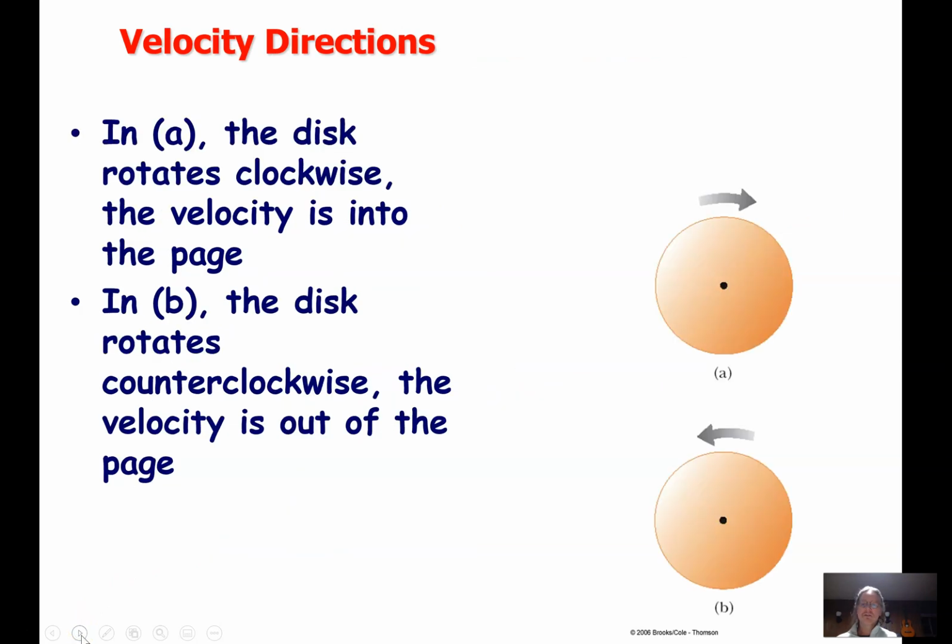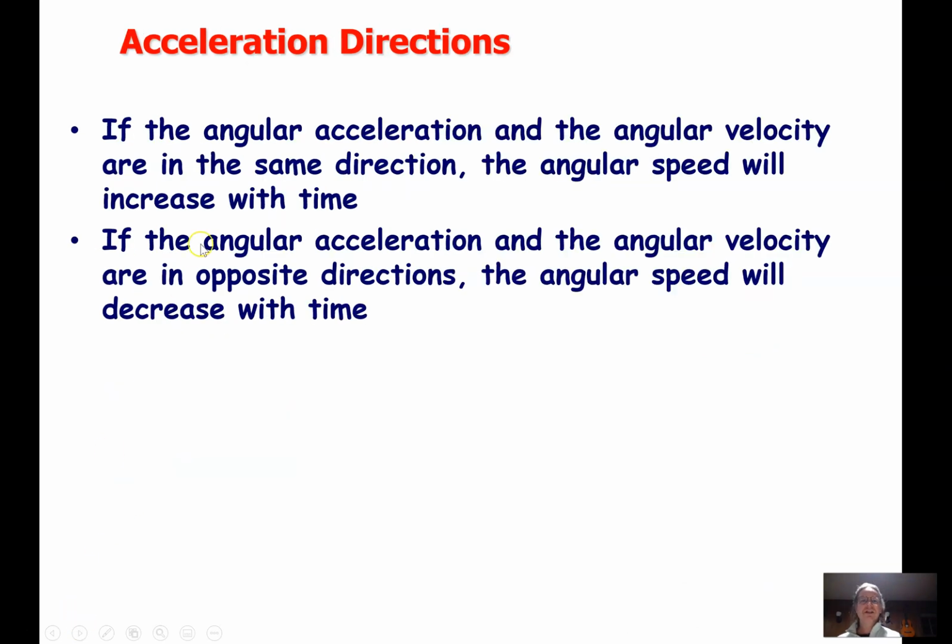Whoops. Oh, well, I guess we're still doing this. So that is into the page because your right hand points in the clockwise direction. That means it points into the screen. On the B, your thumb points towards your face because it goes counterclockwise, and that means it comes out of the screen. Okay? A couple examples.